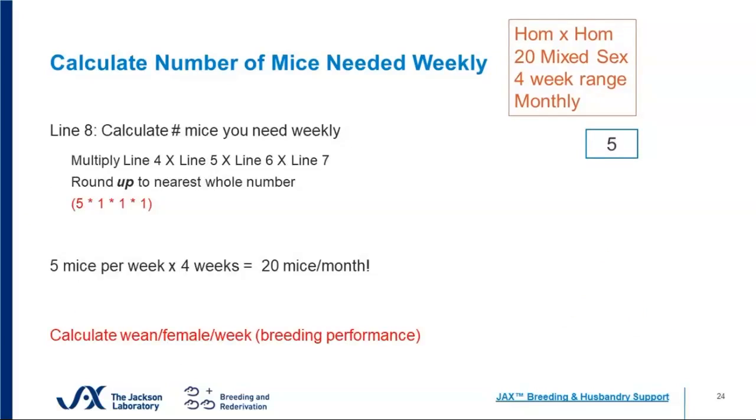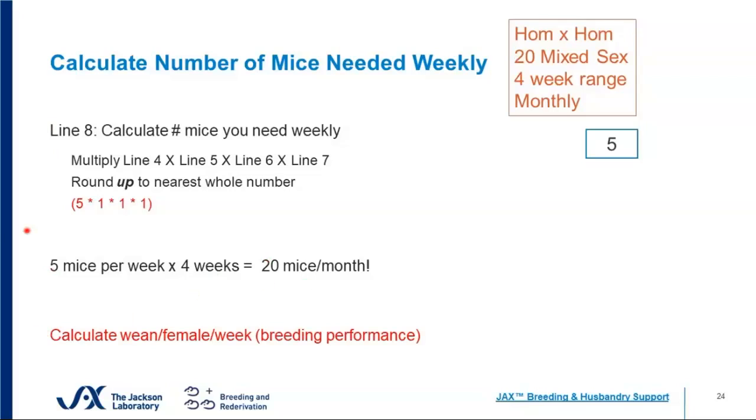And now we calculate the number of mice we need weekly by multiplying line 4, 5, 6, and 7 together. 5 times 1 times 1 times 1, 5. So we need to produce 5 mice every week. And it's nice to just check how this all makes sense. So if you produce 5 mice a week, every 4 weeks, we're going to produce 20 mice, which is what we need. Now we move on to calculating the wean per female per week.